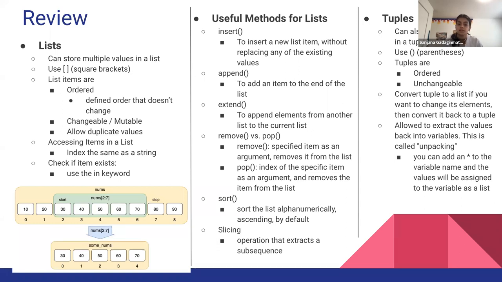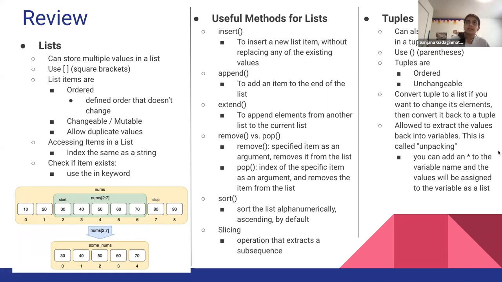So when we do a list and then we have a dot and then a function, it changes the actual original list, unlike a string. And then also accessing items in a list, you would index it the same way as you would index a string. And if you wanna check if an item exists in a list, you use the in keyword. And this is an example of slicing. Okay. Useful methods for lists.